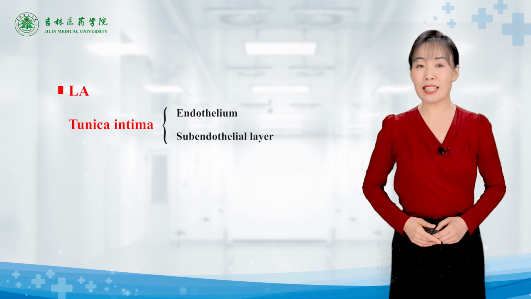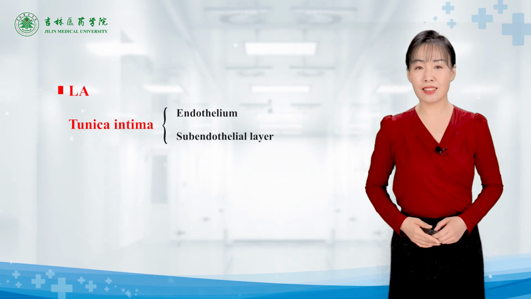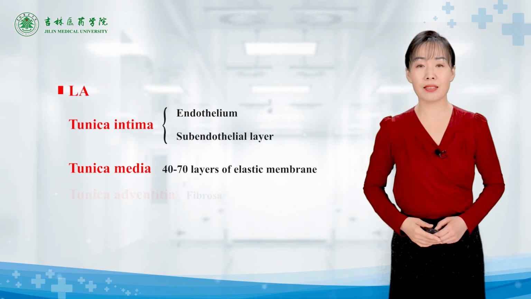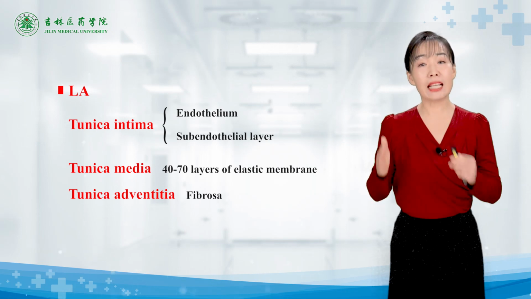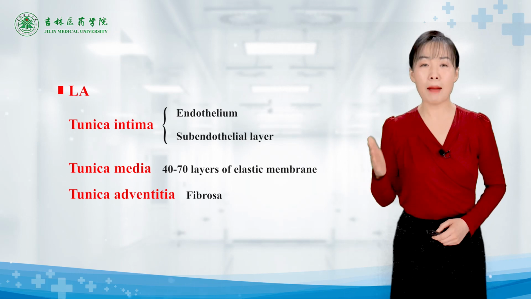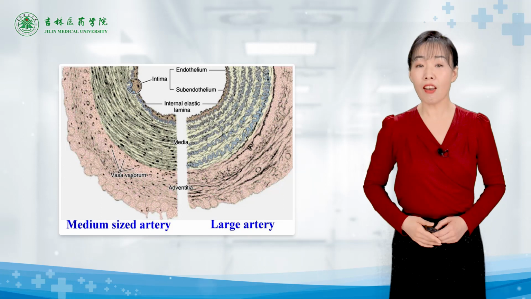Tunica intima is divided into endothelium and subendothelial layer. Tunica media is composed of 40 to 70 layers of elastic membranes. Tunica adventitia consists of only connective tissue without mesothelium, so-called fibrosa. The right is the pattern diagram of large artery.